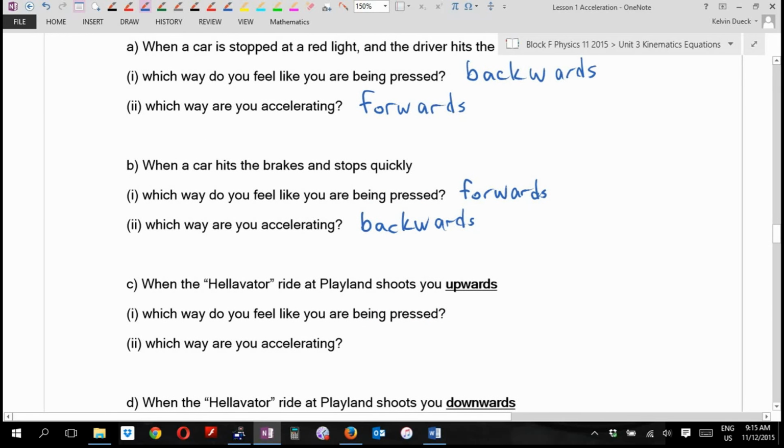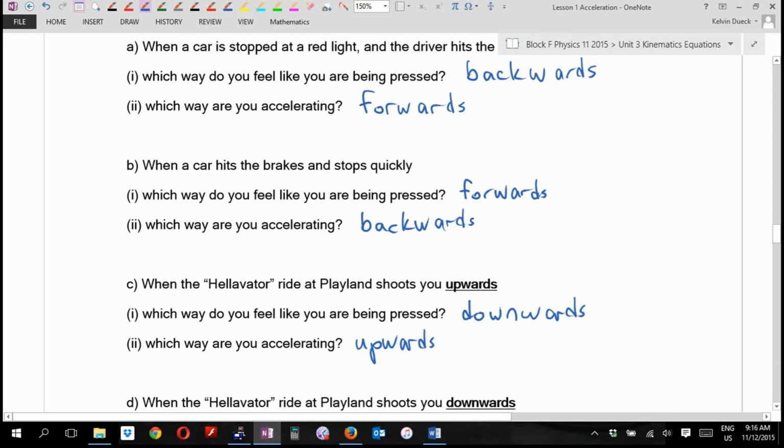I still haven't convinced Trevor because he got here late. Trevor, have you been on the elevator before at Playland? Anybody who's been on the elevator? Okay, so imagine you're on the elevator. When it's shooting you upwards, clearly, which way are you accelerating? Upwards. Which way does it feel like your stomach is going, though? Downwards, right? You feel like you're getting pressed downwards, but you are accelerating upwards.